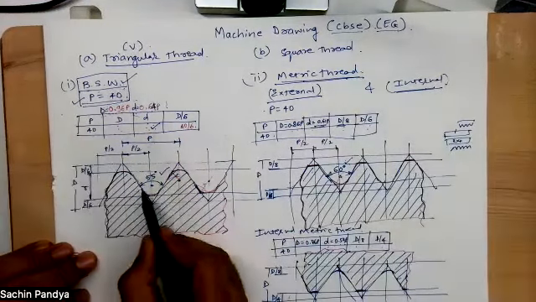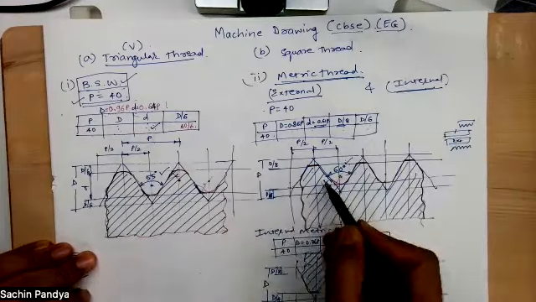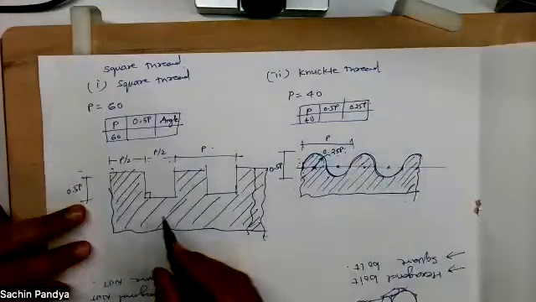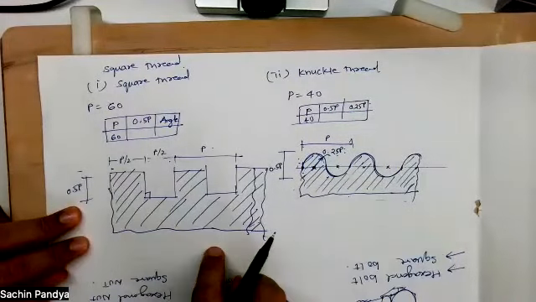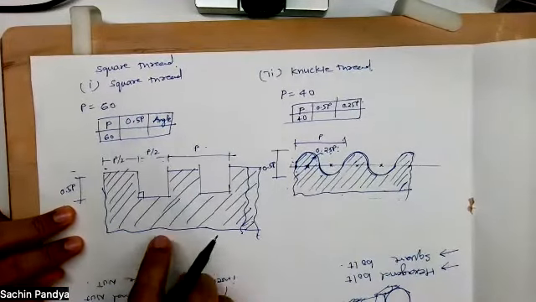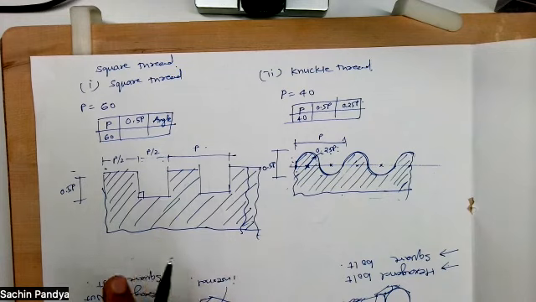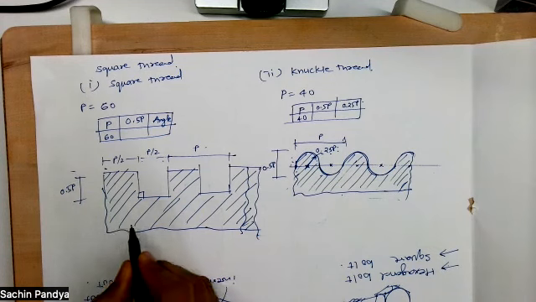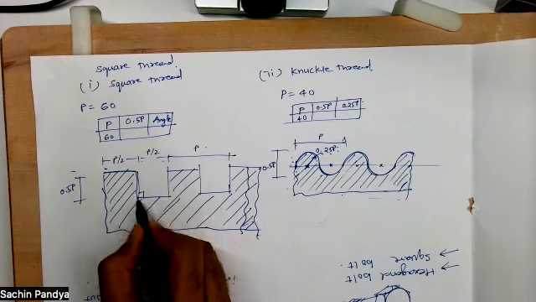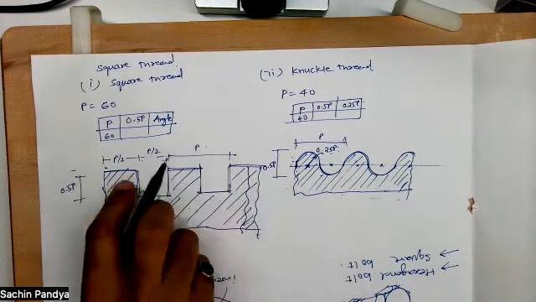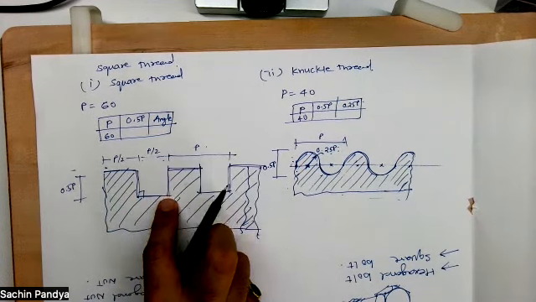In BSW thread, the angle is 55. In metric thread, the angle is 60. Then we have the square thread and the knuckle thread. This is like a power screw. They generally use this where they want very good load carrying capacity. If you see the screw jack of a truck, it will have a square thread because they are carrying a lot of load. So this is a very heavy duty thread profile.